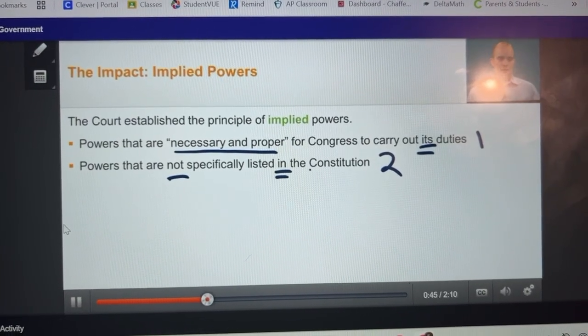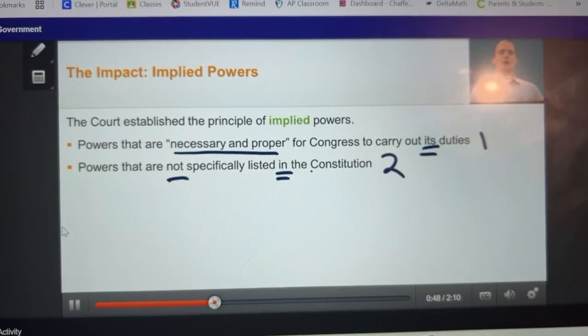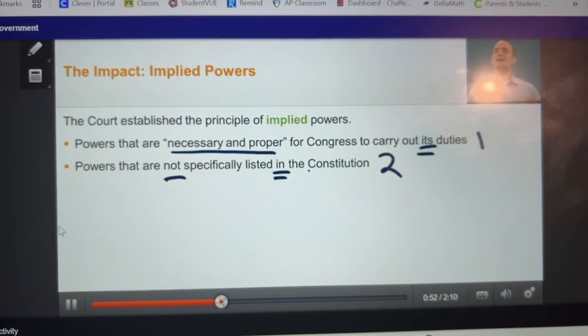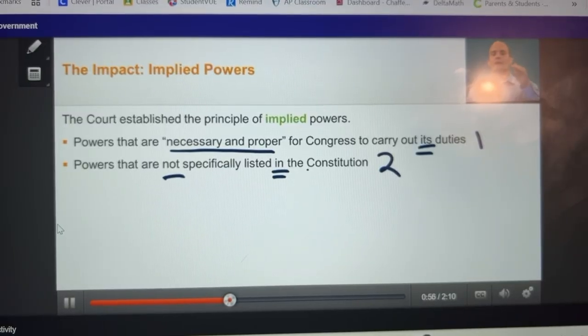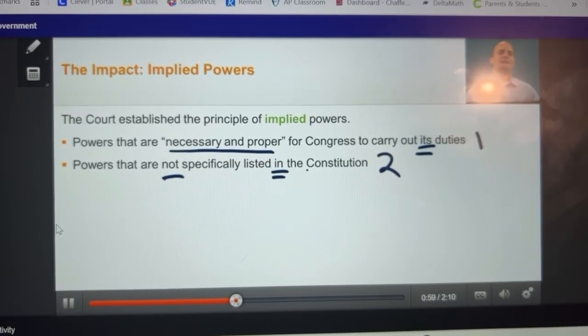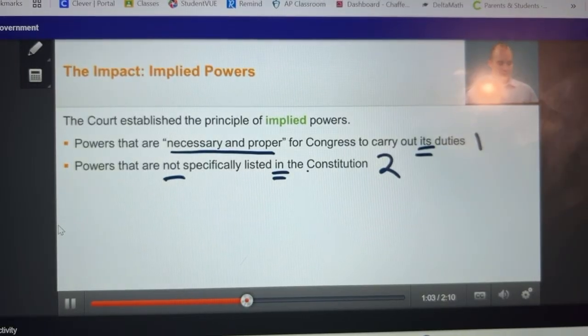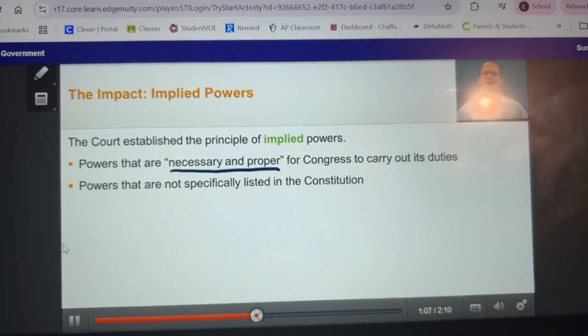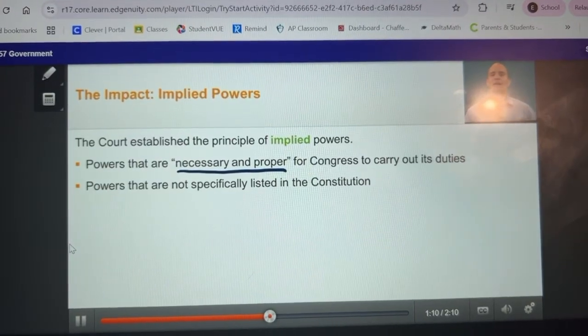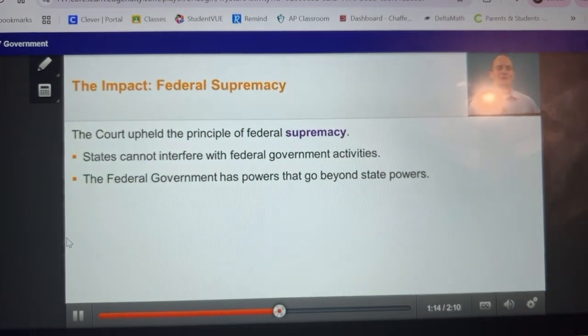What I mean by that is this. If you read the Constitution, it will not specifically say that Congress can create a bank. However, it does say that Congress can regulate interstate trade. It can coin money. And because it can coin money and regulate trade, it is necessary and proper for Congress to create a bank to help facilitate that trade and help hold that money. So that's what we're talking about in terms of implied powers.